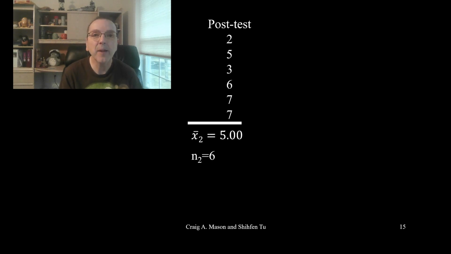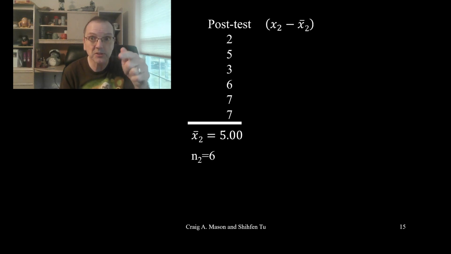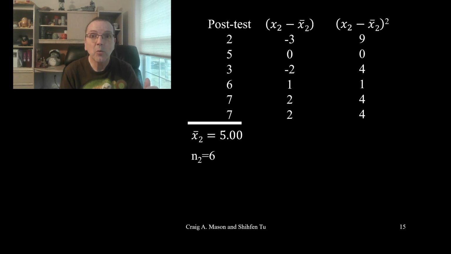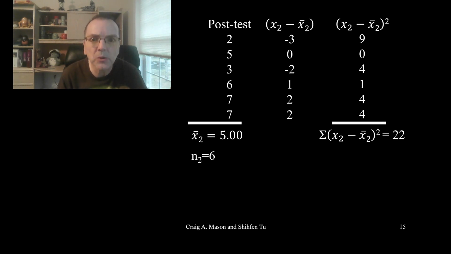Great. Okay, now let's do the post-test scores. We calculate the deviations from the mean by subtracting the mean, which is 5, from each score. So then those are our deviations. We then square those deviations. So negative 3 squared is 9, on and on and on. Those are our squared deviations. We then add up the squared deviations to get the sum of squares for the second sample, our post-test scores, which is 22. Great. So we got our 2 sums of squares.